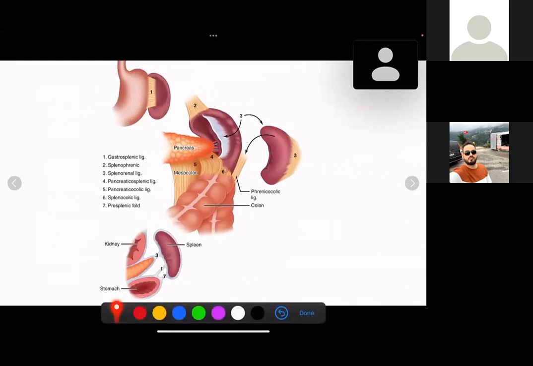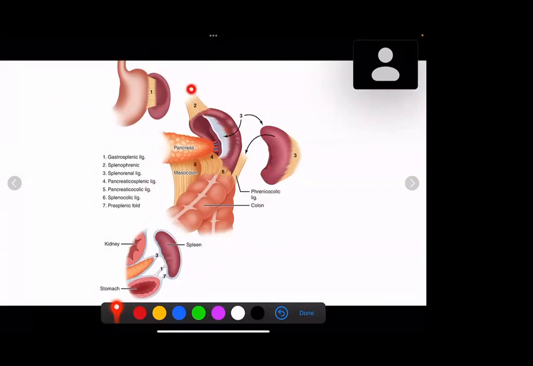This diagrammatic representation shows us the gastrosplenic ligament from the fundus to the anterior lip of the spleen, and this is the splenorenal ligament. This is the posterior view, as we can see. This is the splenorenal ligament, and this is the splenophrenic, and this is the splenocolic ligament, and this is the phrenicocolic.